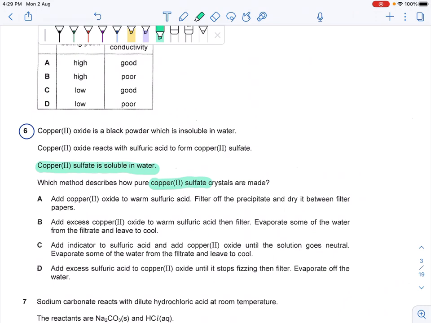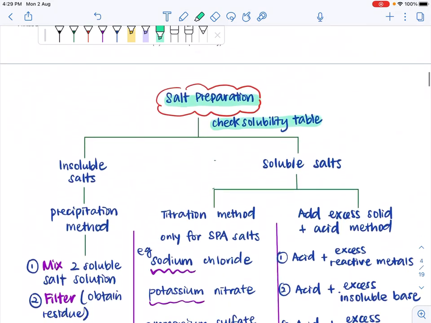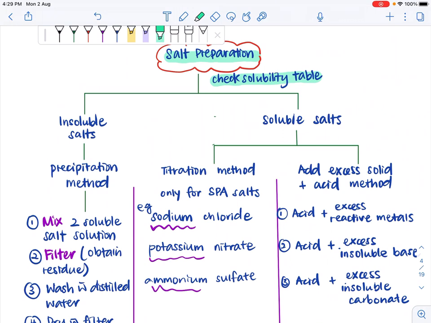Okay, so with this, you go down the salt preparations chart. We will follow this to the soluble salt, so this soluble salt in question will be the copper 2 sulfate. If you look at the two different preparations, the titration method requires spar salts. Copper is not a spar salt, so we continue the flow to adding excess solid and acid method.